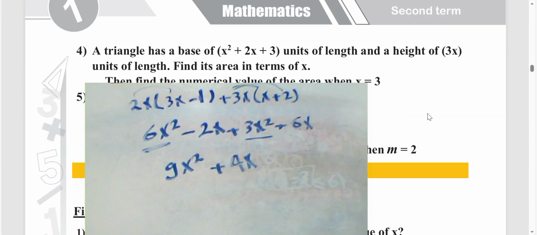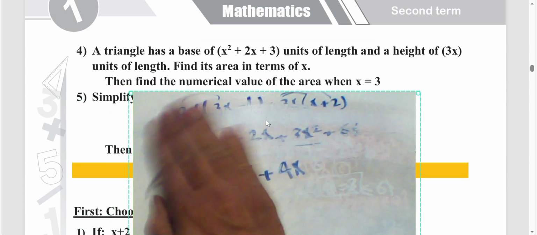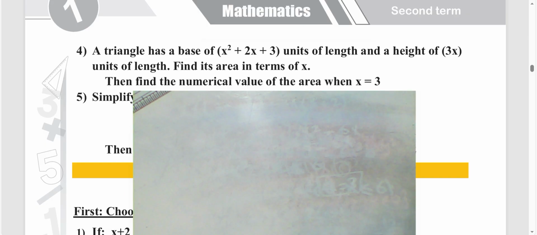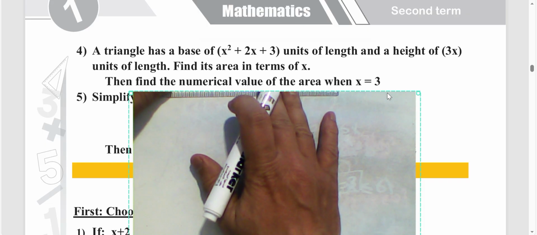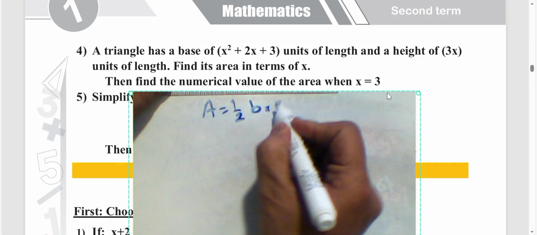A triangle has a base of x power 2 plus 2x plus 3 units of length and a height of 3x units of length. Find the area in terms of x. The area equals half times base times height. We know the area of a triangle is half times base times corresponding height.